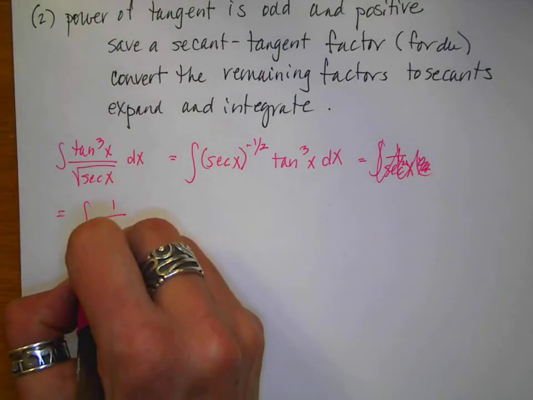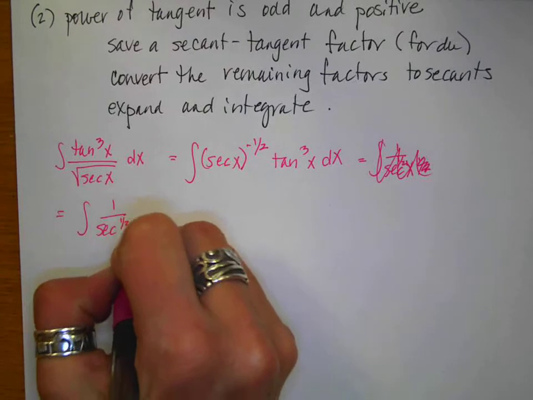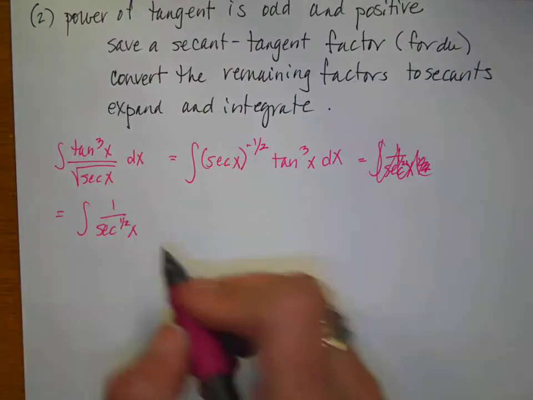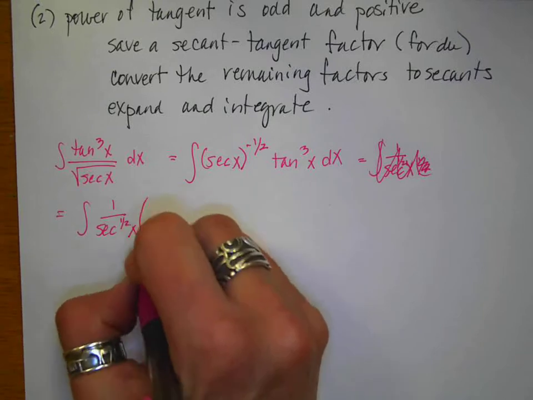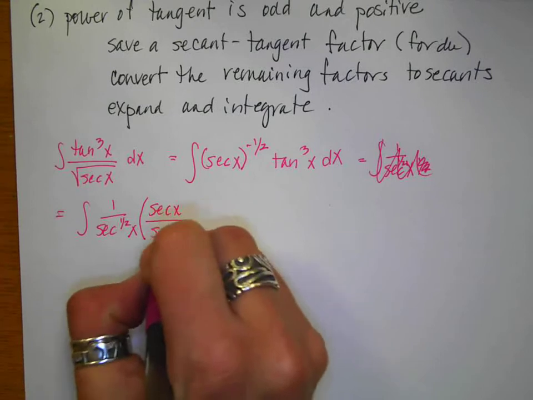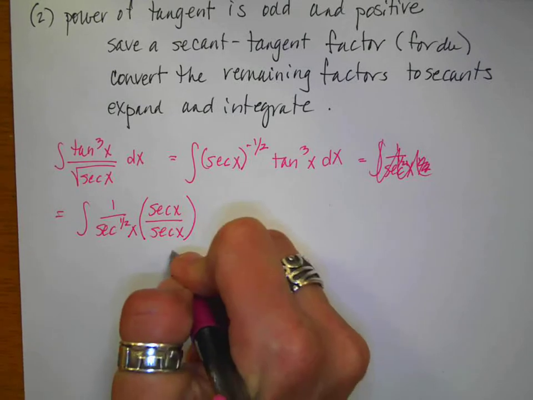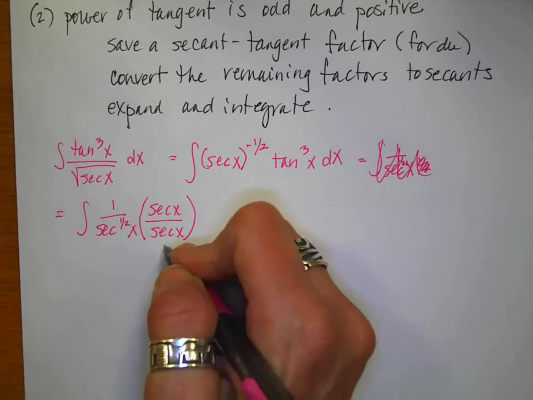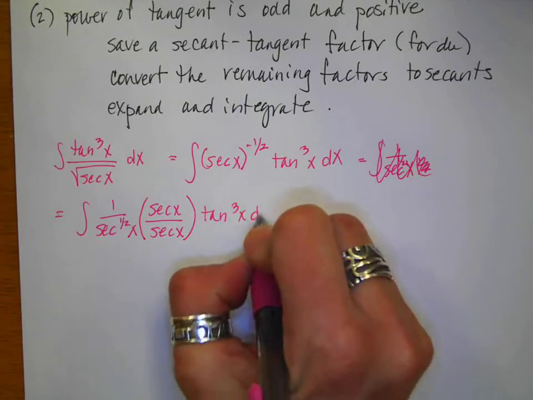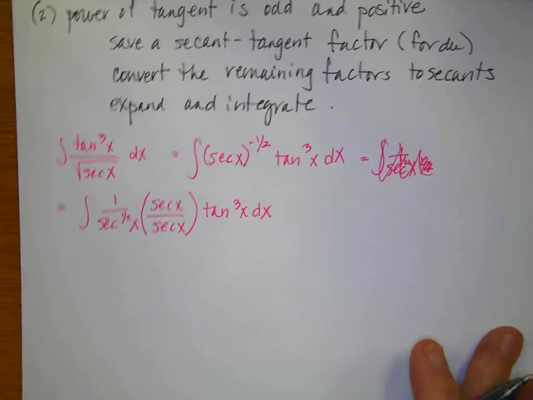So this is going to be 1 over secant to the 1/2 of x. And then I'm going to multiply by a 1, which is kind of tricky. So I'm going to multiply by the secant of x over the secant of x. So this is 1, it's just kind of a fancy one. And then I'm going to have my tangent cubed of x dx.